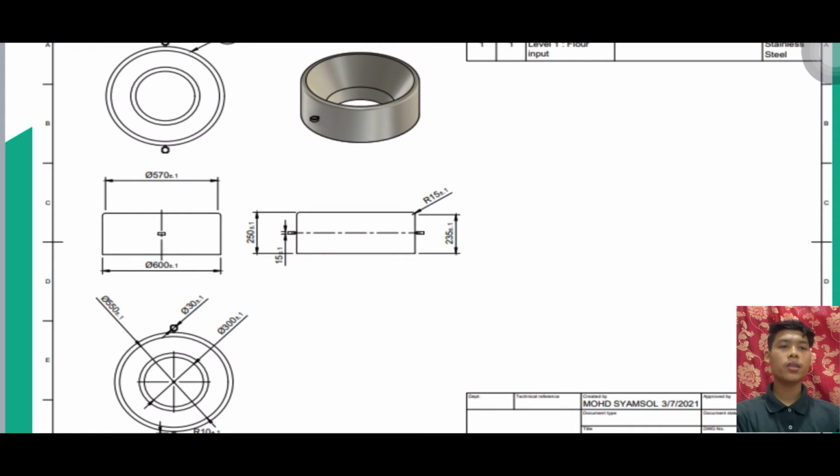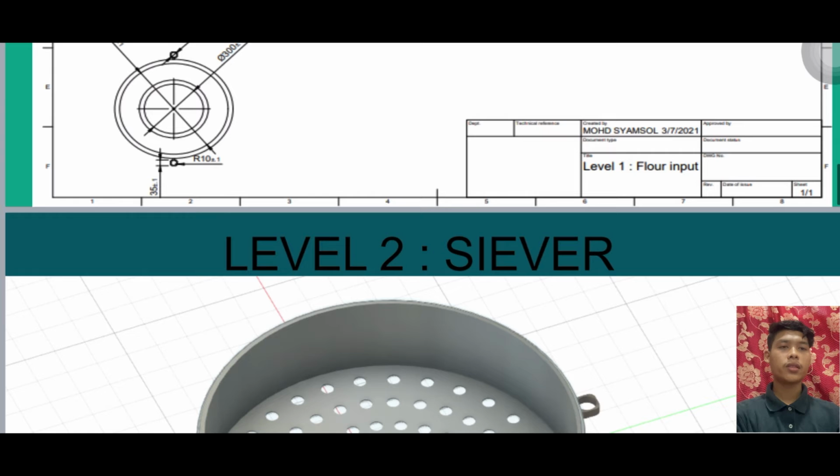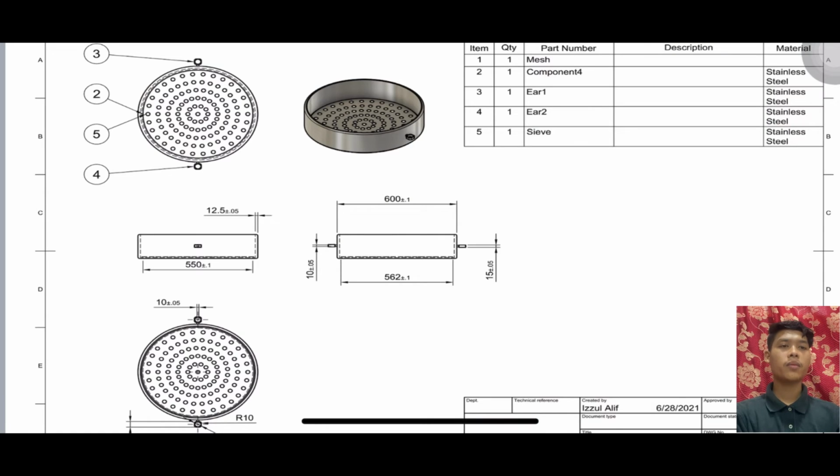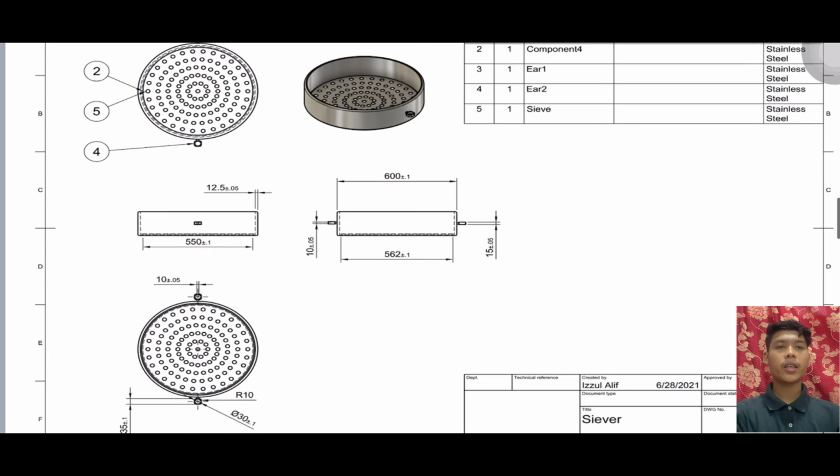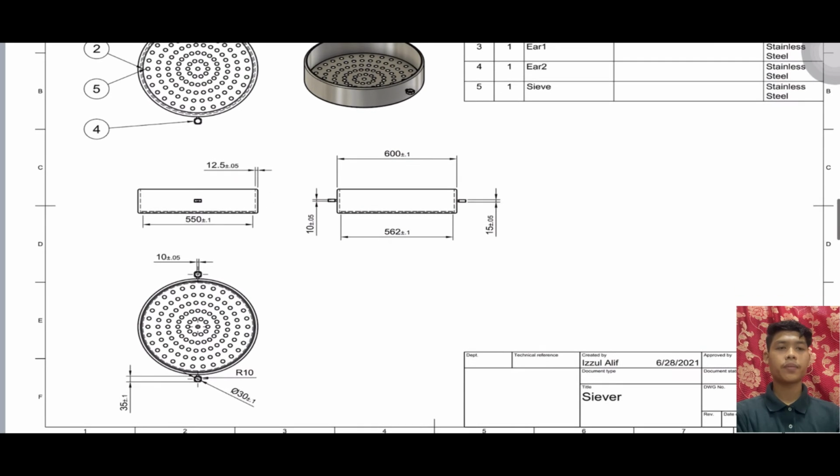The level 2 is the swivel. This is the sieve and the 2D drawing of the sieve. There are 5 items on the 2D drawing for this level. The first one is the mesh, second is the component, third is gear 1, fourth is gear 2, and lastly is the sieve. The material that we use is also stainless steel. The height for this level is 100 and the diameter is 600.